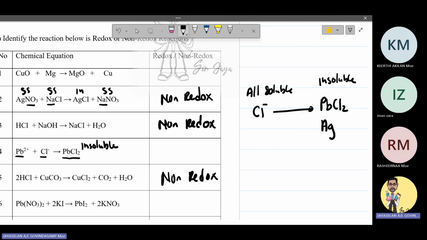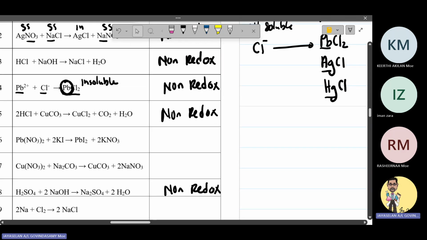Okay, insoluble. Lead 2 chloride, silver chloride, mercury chloride insoluble. The rest soluble. So this is non-redox reaction. Any question? Okay, look at here.